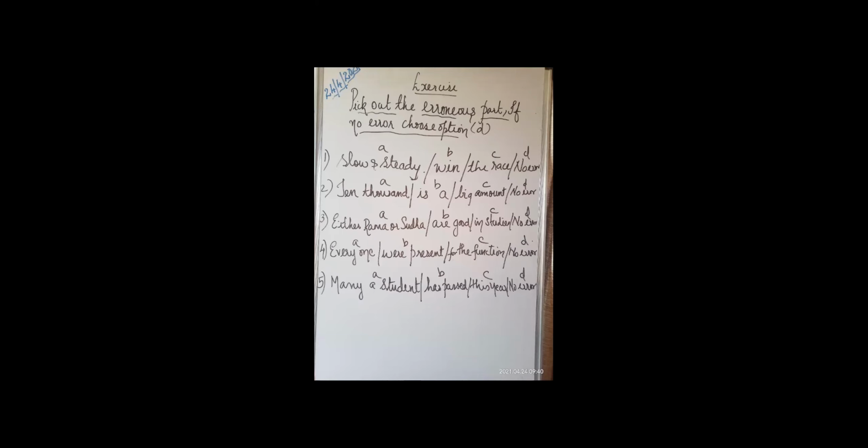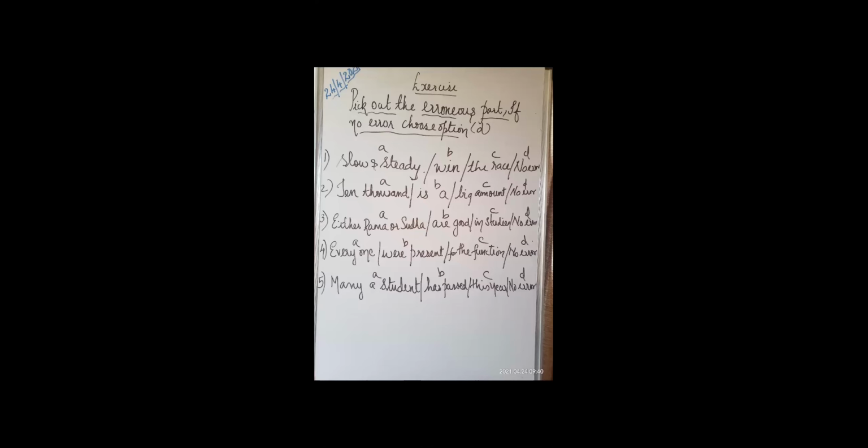Okay, I'll just say the answer. Slow and steady wins the race, just like butter and jam, bread and butter. Slow and steady is a combination. With such a combination, the verb should always be singular. Win is not singular. When will the verb become singular? S should be added. So: slow and steady wins the race.